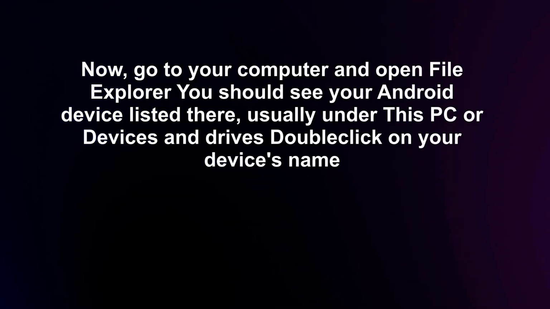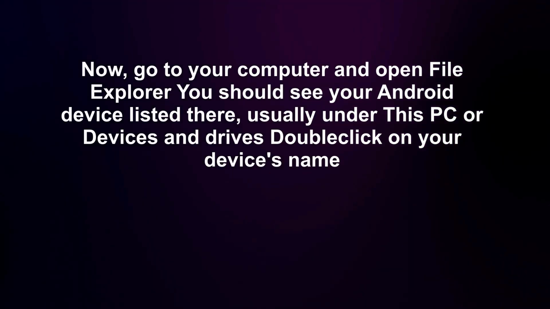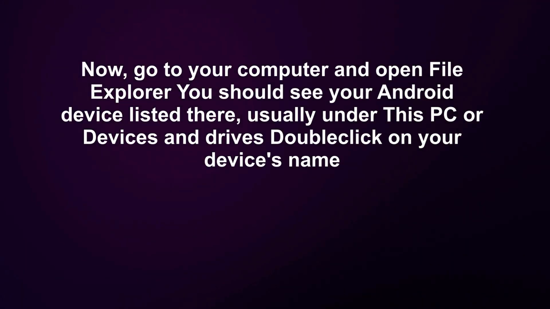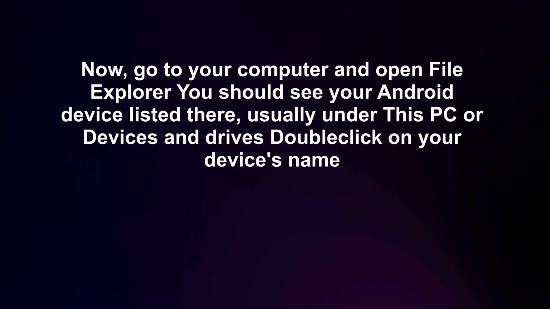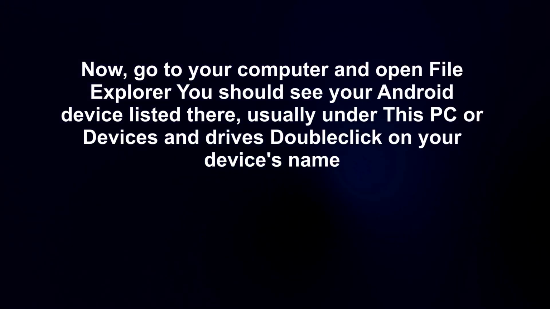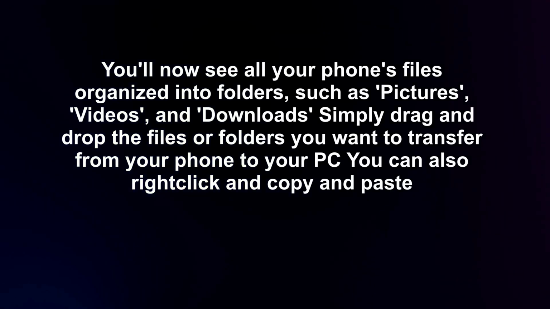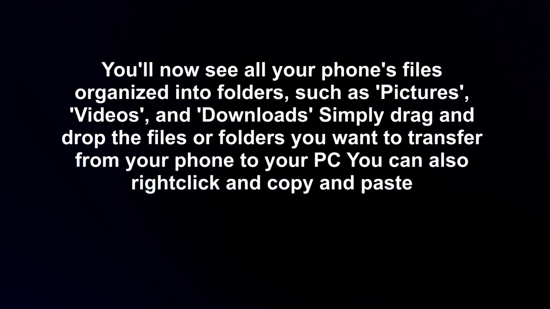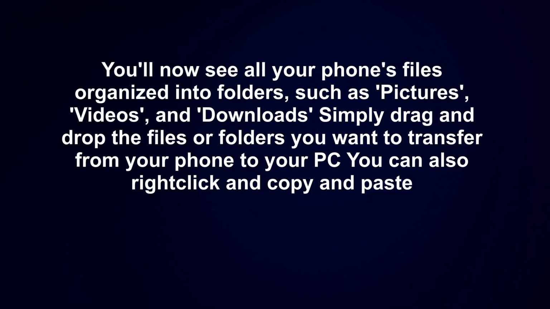Now, go to your computer and open File Explorer. You should see your Android device listed there, usually under This PC or devices and drives. Double-click on your device's name. You'll now see all your phone's files organized into folders, such as pictures, videos, and downloads.